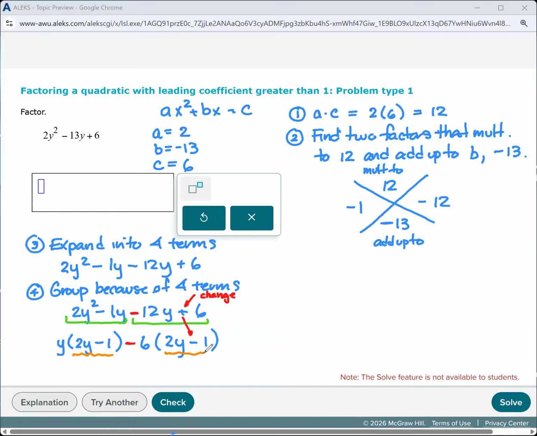So I can factor out a 2y minus 1. And then in my next set of parentheses, right, I see a y and a minus 6. So I have a y minus 6. So my factored form is 2y minus 1 times the quantity y minus 6.